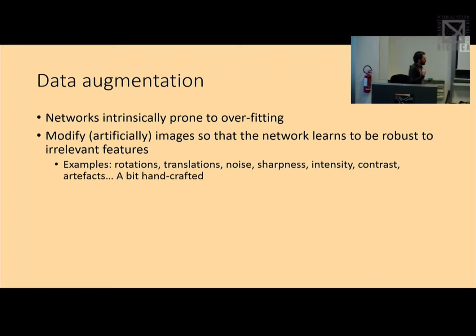But what you can really do is to modify your input images artificially so that a network does not learn something. You are teaching the network to be robust against irrelevant features. You are adding features that you do not want your network to learn. This process for images is a bit handcrafted.